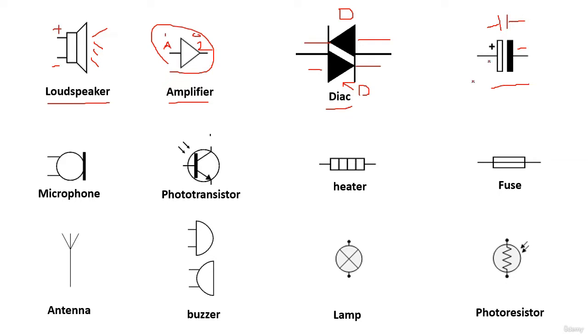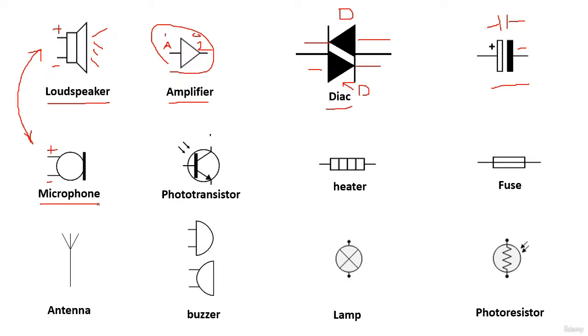This symbol is for the microphone, the same principle as this. The microphone has the same principle as the loudspeaker. It has two inputs, plus and minus. So this is the symbol of the microphone.